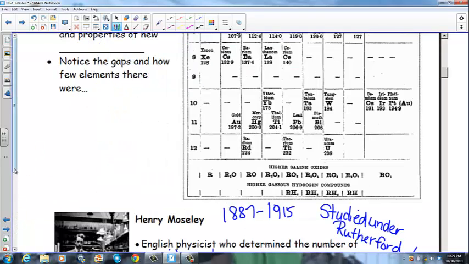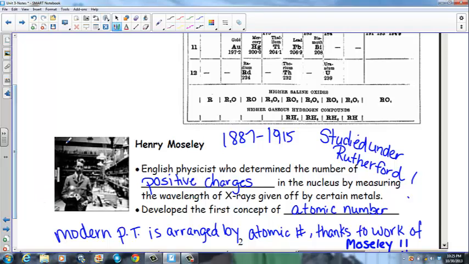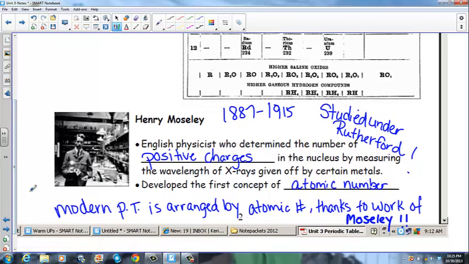So going a little further, about 50 years later, Henry Moseley comes along. He was born in 1887 and died in 1915. He actually studied under Rutherford. Remember, Rutherford discovered the nucleus through his gold foil experiment. So this English physicist determined the number of positive charges, or protons, in the nucleus by measuring the wavelength of X-rays given off by certain metals.